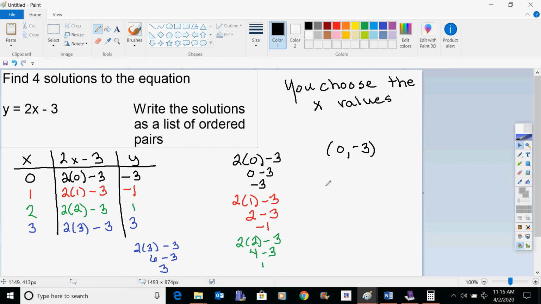And hopefully you're seeing, oh, okay, now I see where the graphing is going to come in, but we'll do that tomorrow. (1, -1) is one of my ordered pairs. (2, 1) is another one of my ordered pairs. And (3, 3) is another one of my ordered pairs.